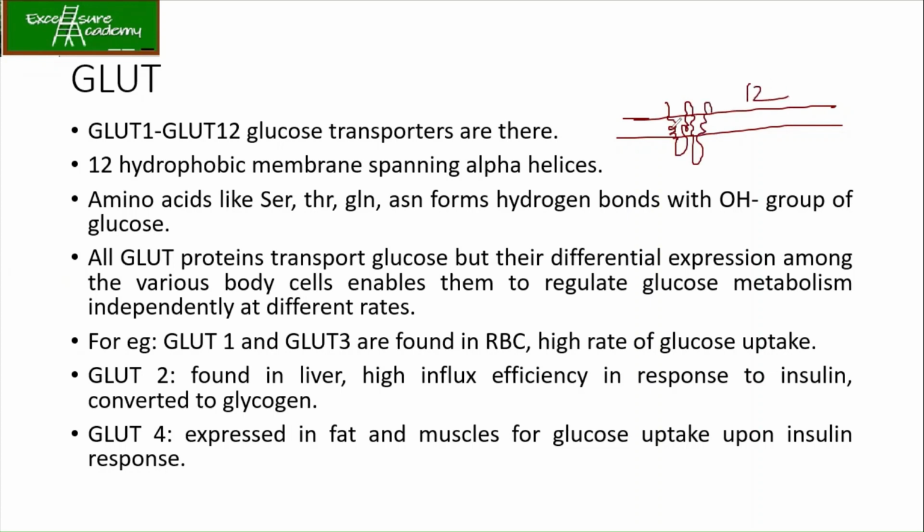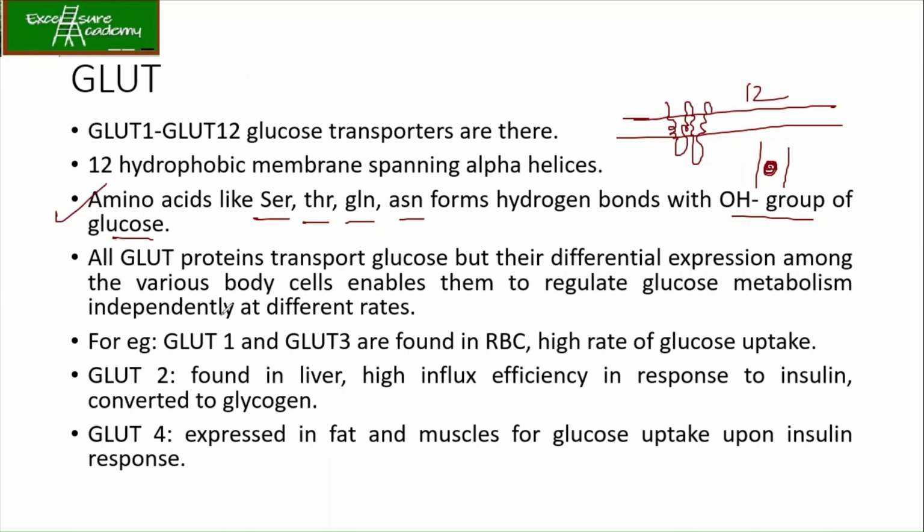Amino acids like serine, threonine, glutamine and asparagine form hydrogen bonds with the OH group of the glucose. Remember I was telling you that glucose goes and makes interactions in the binding pocket, right? So in the binding pocket it is going to make interactions with amino acids like serine, threonine, glutamine, asparagine. Okay, so you have to remember this in the case of glucose transporters. This is one important point that you have to remember.